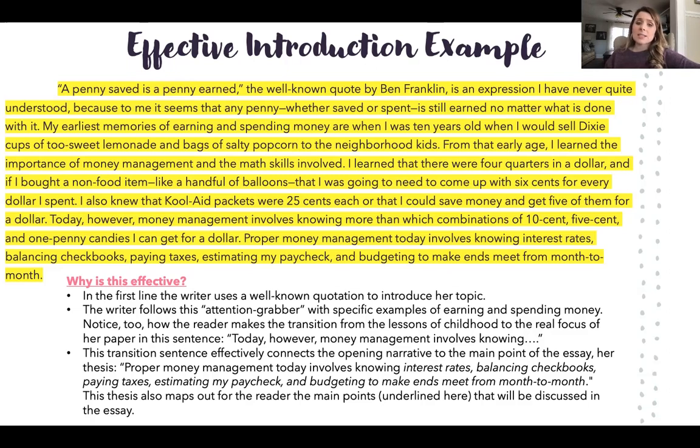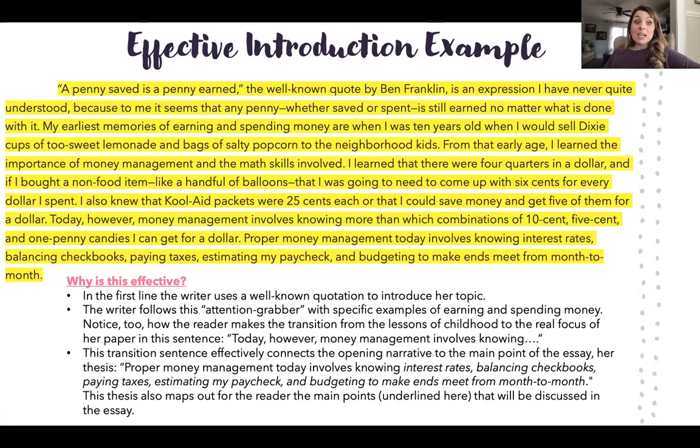The writer follows this attention grabber with specific examples of earning and spending money. Notice too how the writer makes the transition from their lessons in childhood to the real focus of her paper in this sentence: "Today, however." We see those really good transitional words as she shifts to the purpose and meaning of this essay. The transition sentence effectively connects the opening narrative to the main point of the essay, her thesis. "Proper money management today involves knowing interest rates, balancing checkbooks, paying taxes, estimating my paycheck, and budgeting to make ends meet from month to month."